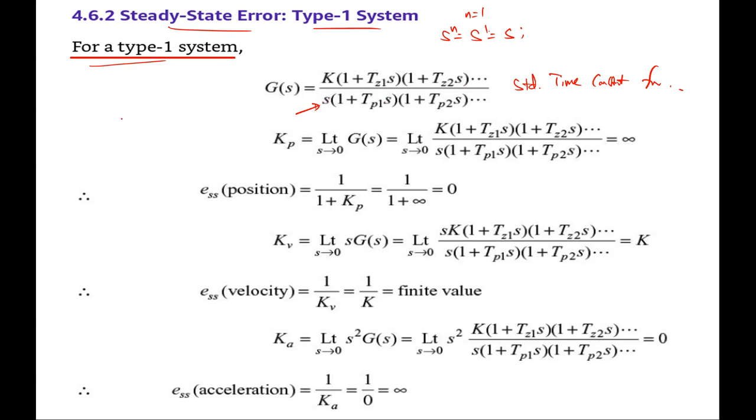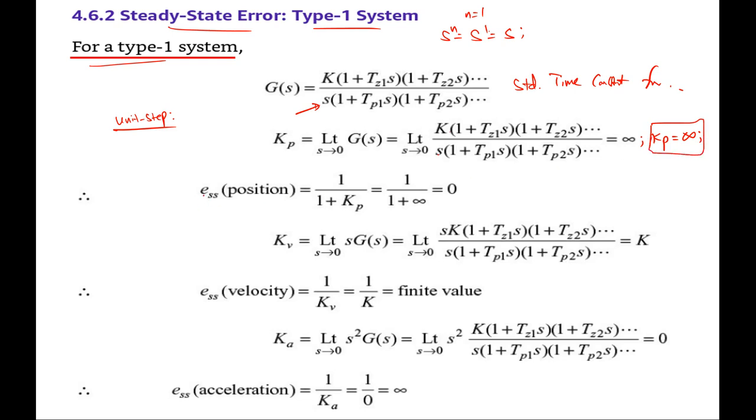Whenever the input is unit step, find out the position error constant, limit s tending to 0 of G of s. Substitute this G of s here, right? So it is written here. Substitute s equal to 0, it is coming as anything divided by 0, 1 by 0, and anything divided by 0 is infinity, so I am getting Kp as infinity.